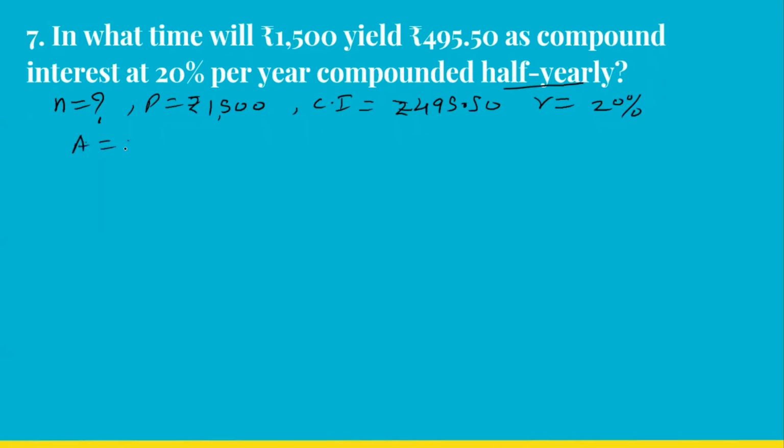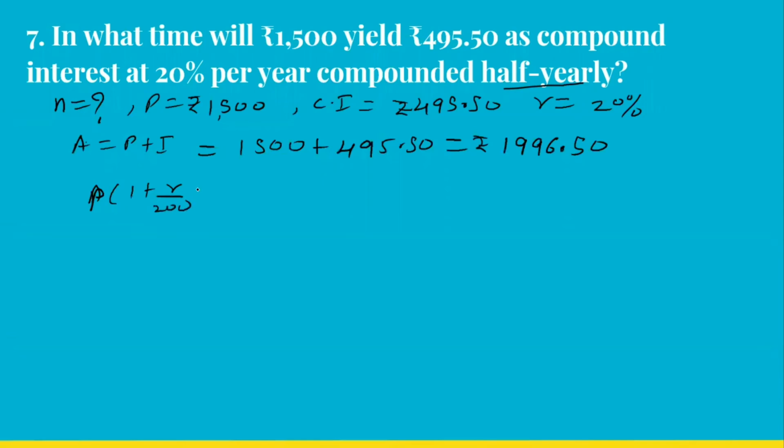So amount is equal to principal plus interest, which is 1,500 plus 495 and 50 paisa, which we get as rupees 1,996 and 50 paise. So this we have got as an amount. Let us now use the formula: A is equal to P in bracket 1 plus R upon 200 raised to 2n, is equal to amount.